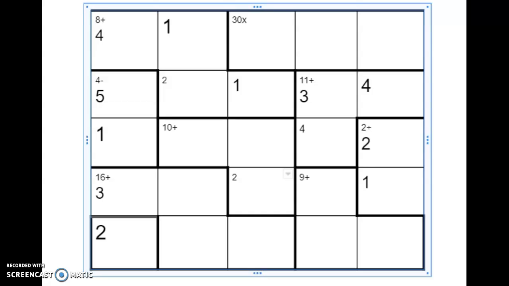But there's already a 4 in the fourth column, so it must be a 5, and then we are able to put a 4 in this box. Now we look back at the 30 times box, and we know that the middle box must be a 2 because a 3 and a 5 have already been used. We can put a 2 there.